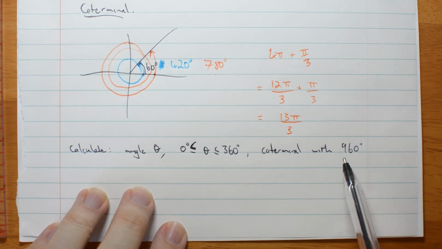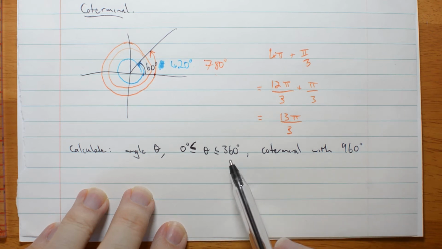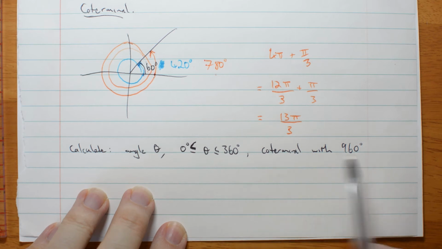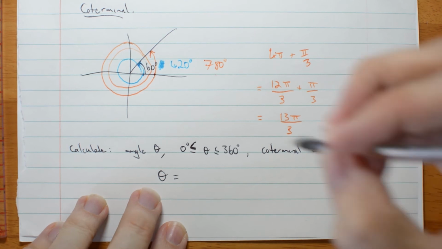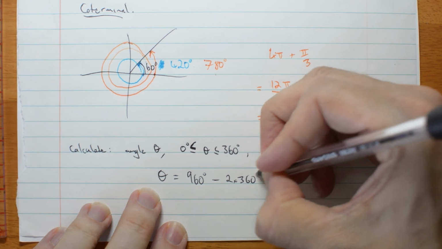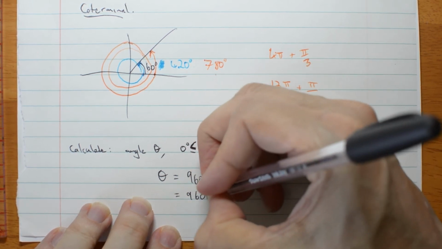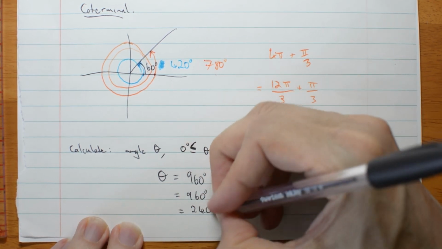Well, how many 360s can I take away from this to get myself below 360? I can take away 2 is 720, but if I try to take away 3, it's going to be more than 960 because it's actually more than 1,000. So we're going to take away 2 lots. Well, that means angle theta must be 960 minus 2 lots of 360, which is 960 minus 720, which is 240 degrees.